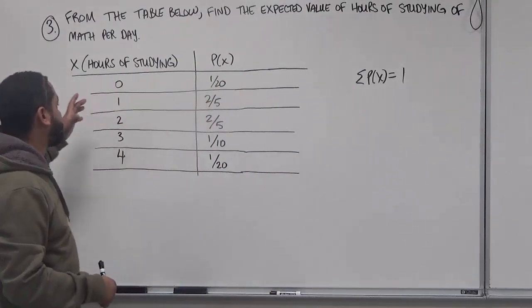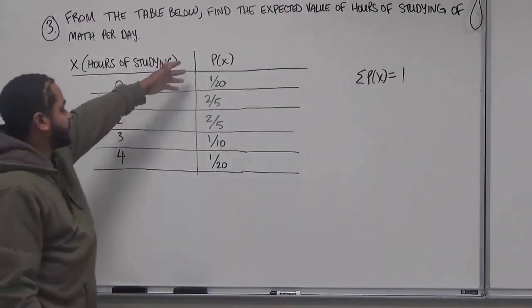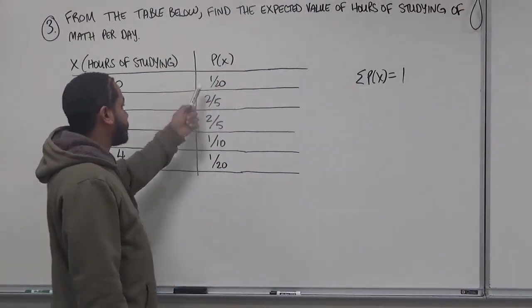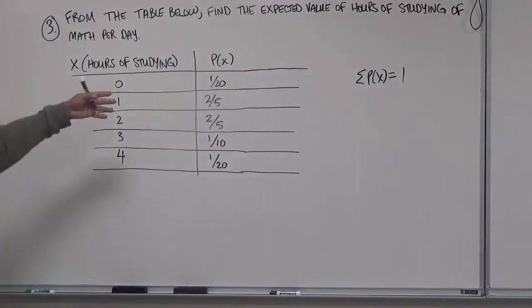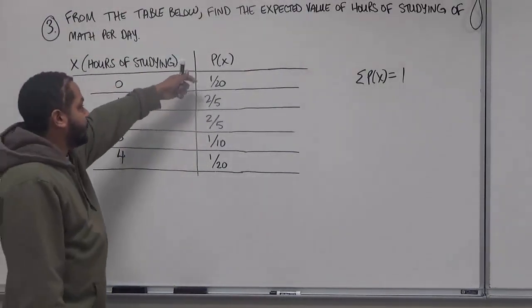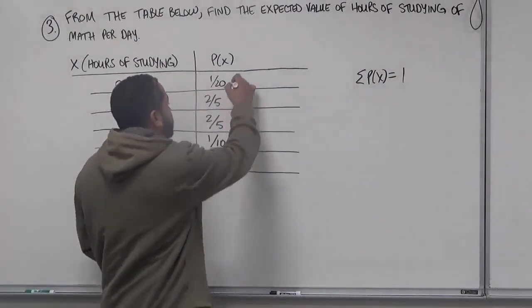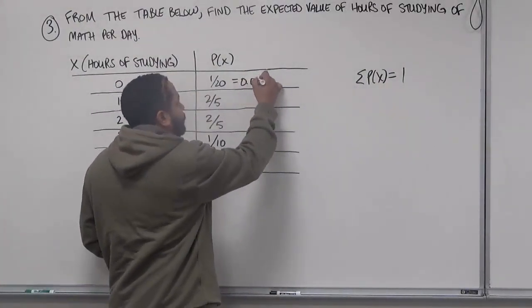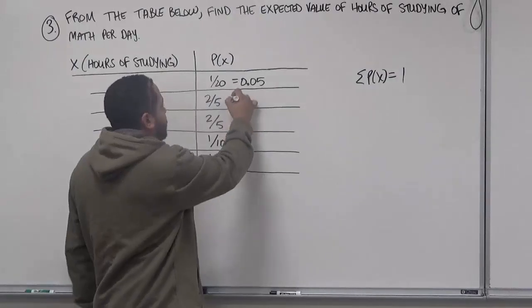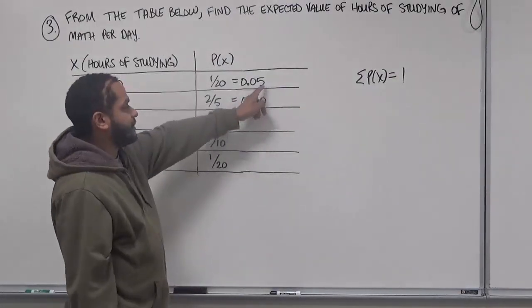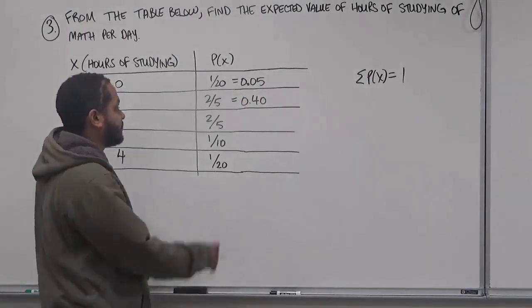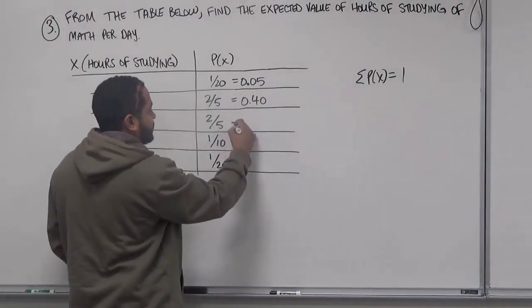Nothing can be negative or below 0, and nothing can be above 1. So our first step in solving this problem is to check our sum of P of X. To do this, we're going to change all of these values to decimals, using a calculator for every single value. When we divide 1 by 20, we get 0.05. When we divide 2 by 5, we get 0.40. And I'm using two decimal positions here because it makes it easier for me to add things up.